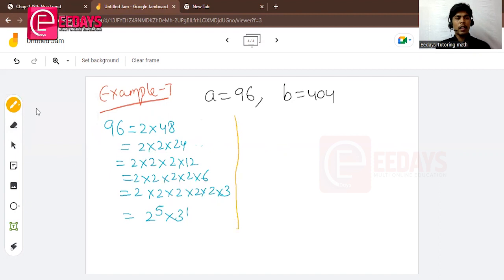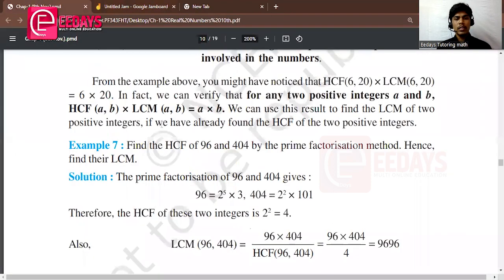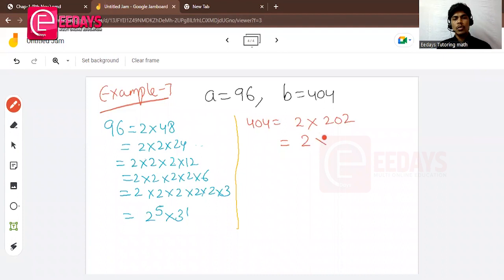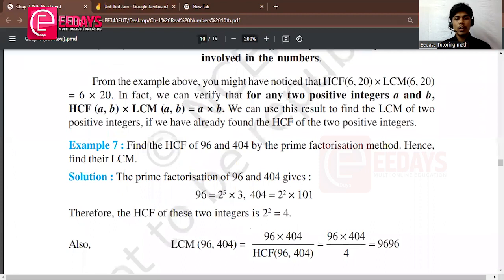Now you can write the prime factors for 404. 404, you can write 2 into 202. And 202, you can write just 2 into 101. We just stopped here. Why? Because 101 is also a prime number. So 2 square into 101. So we got all the factors.